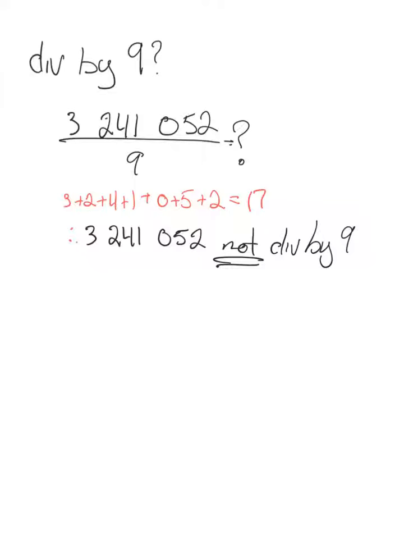But how could we make this number now divisible by 9? Well, we need the sum of the digits to equal 9, so it could equal 9 or 18 or 27, and continuing on in that pattern, as long as the number is divisible by 9. So the closest one would be 18.